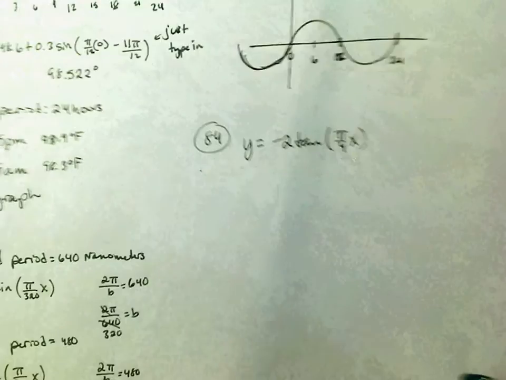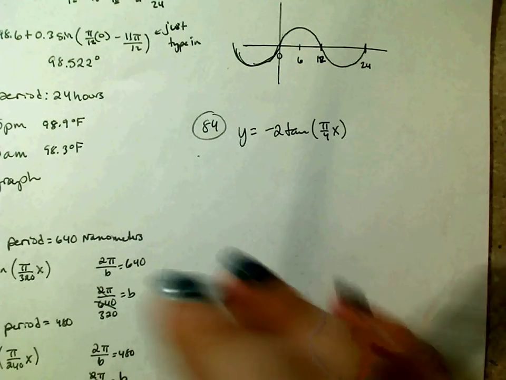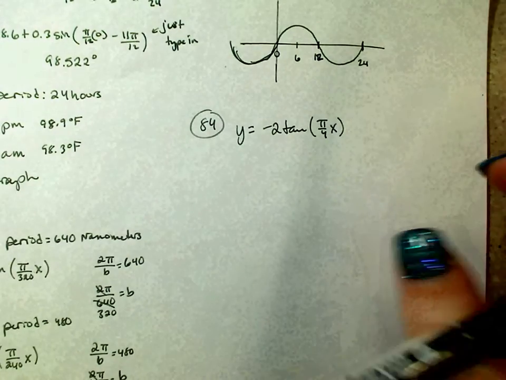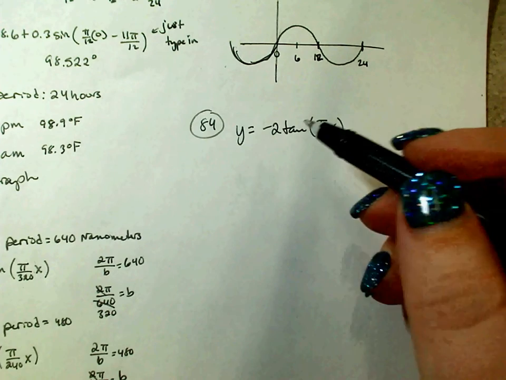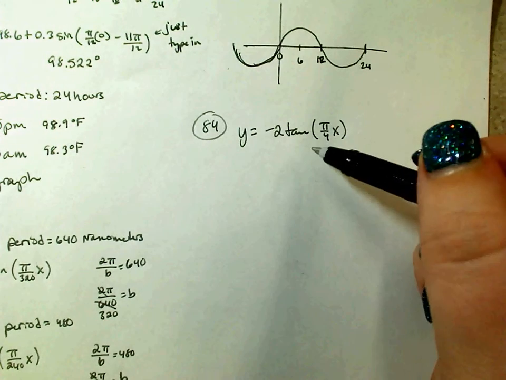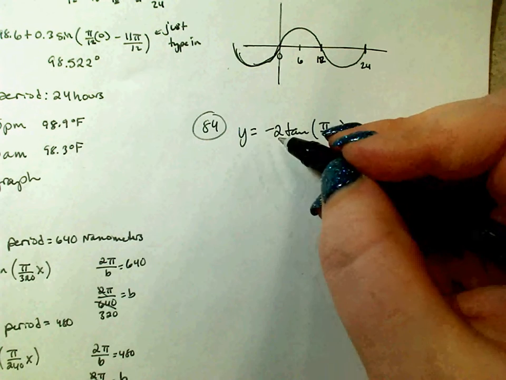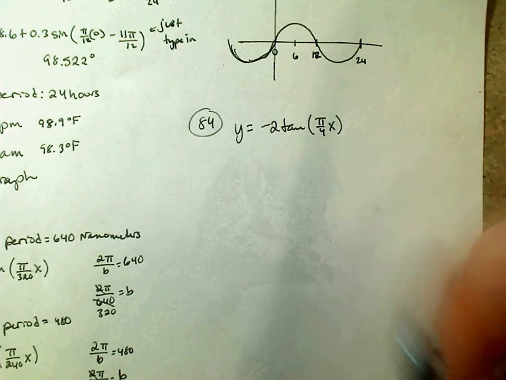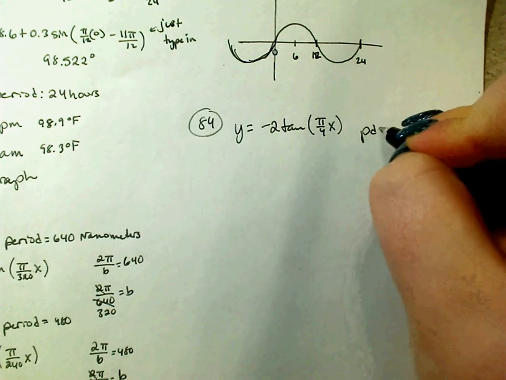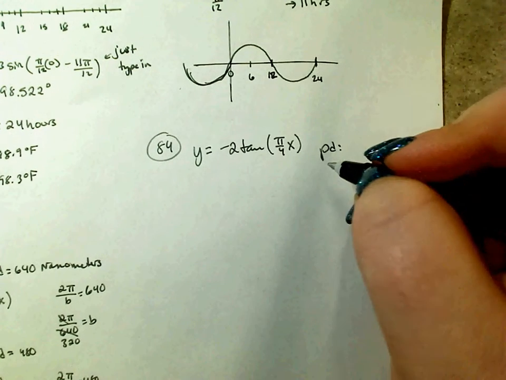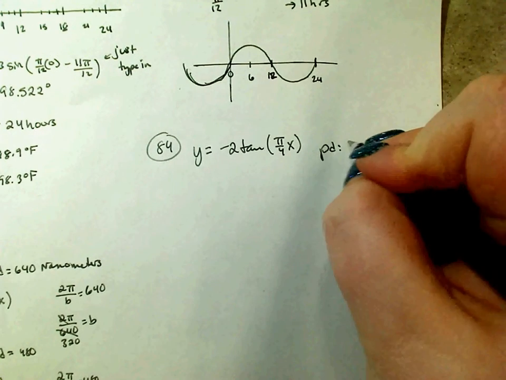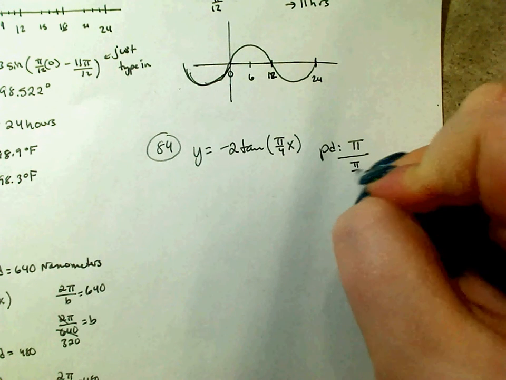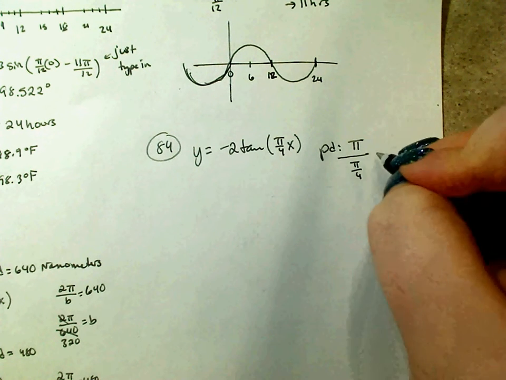Okay. So, tangent. We've got a vertical stretch by a factor of 2. It's a negative, so it reflects over the x-axis. And period. So remember that tangent and cotangent only have a period of pi. So when I find the period, I say pi divided by b. Pi divided by pi over 4 is the same as pi times 4 over pi, which is just 4.